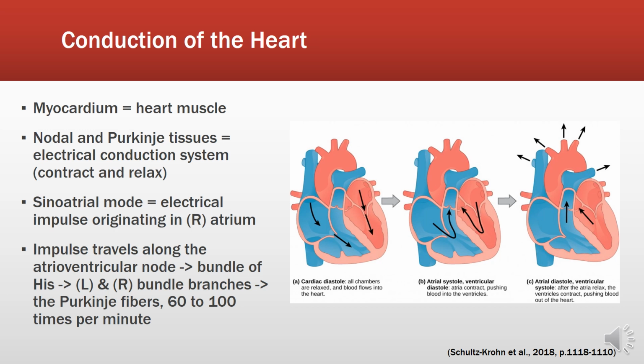sinoatrial node, which allows the electrical impulse to originate in the right atrium to trigger that electrical conduction. So it starts in the right atrium. This impulse is going to travel along the atrioventricular node, then go through the bundle of His, then the left and right bundle branches, then to the Purkinje fibers. And this contraction and relaxation is occurring 60 to 100 times per minute.